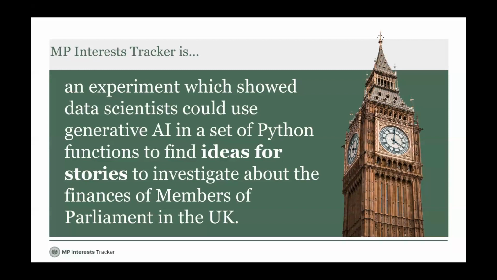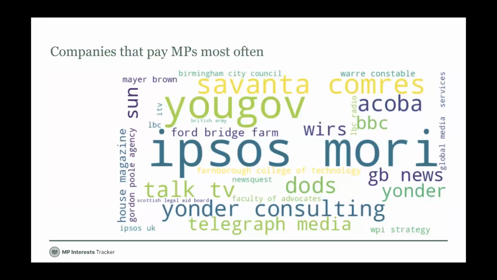MP Interest Tracker is an experiment which showed that data scientists could indeed use GenAI with a set of Python functions to find ideas for stories to investigate about the finances of members of Parliament in the UK. For example, this is one of many examples of the kind of output our data scientists obtained after running the code they'd written. These are companies that pay MPs most often. The larger the size of the font, the more often politicians have declared that company has paid them.